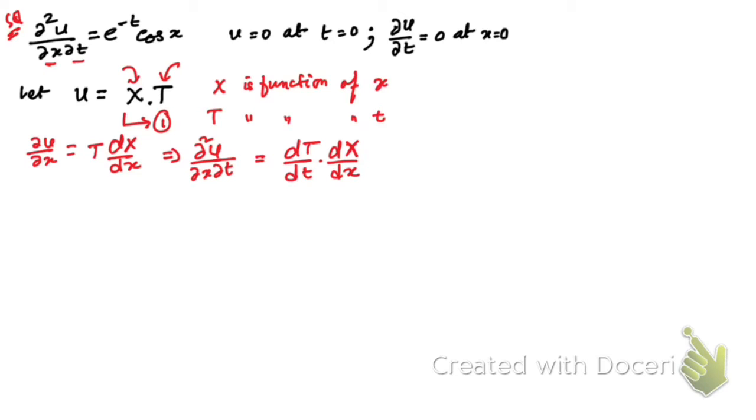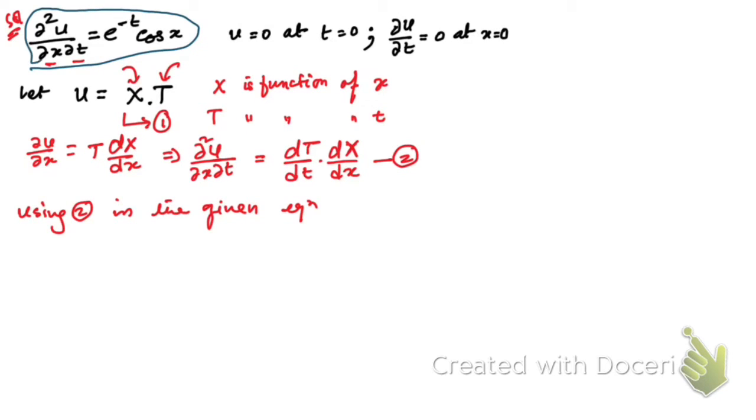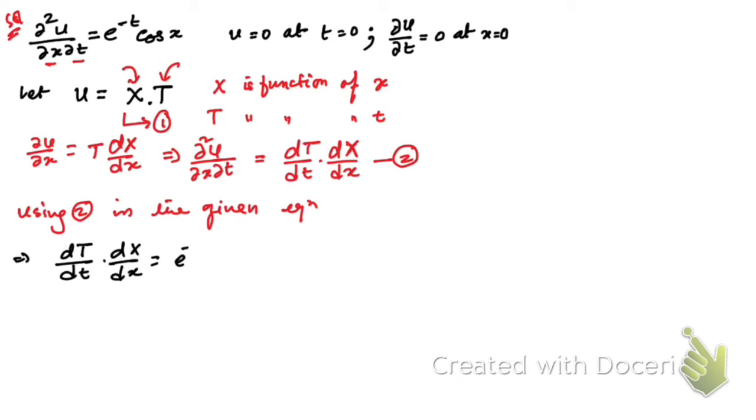So now let us use this in the given equation. Using result 2 in the given equation, this one is the given equation. So here I have used this result. Hope you have understood this. Now using that, what we're going to have is the derivative of capital T with respect to small t into the derivative of capital X with respect to small x is equal to e to the power minus t cos small x. That's what we're going to have, right?